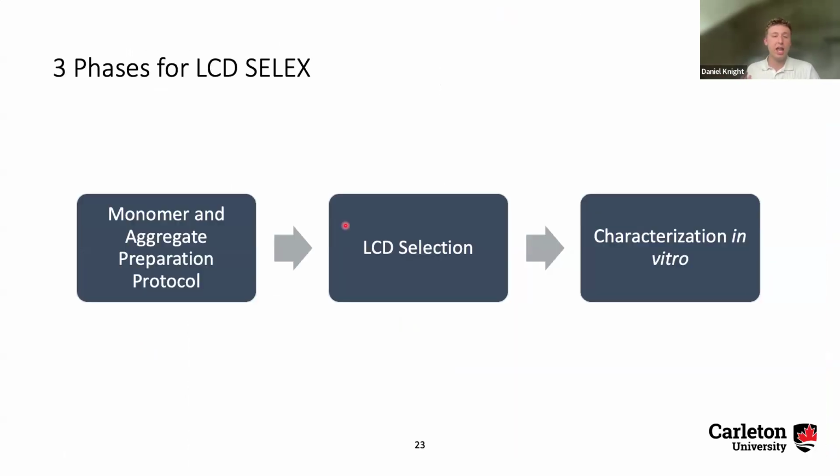And so in terms of aptamer selection for this protein, there's really three main phases that we want to go through here. The first is the monomer and aggregate preparation protocol. And this is probably the most important part.